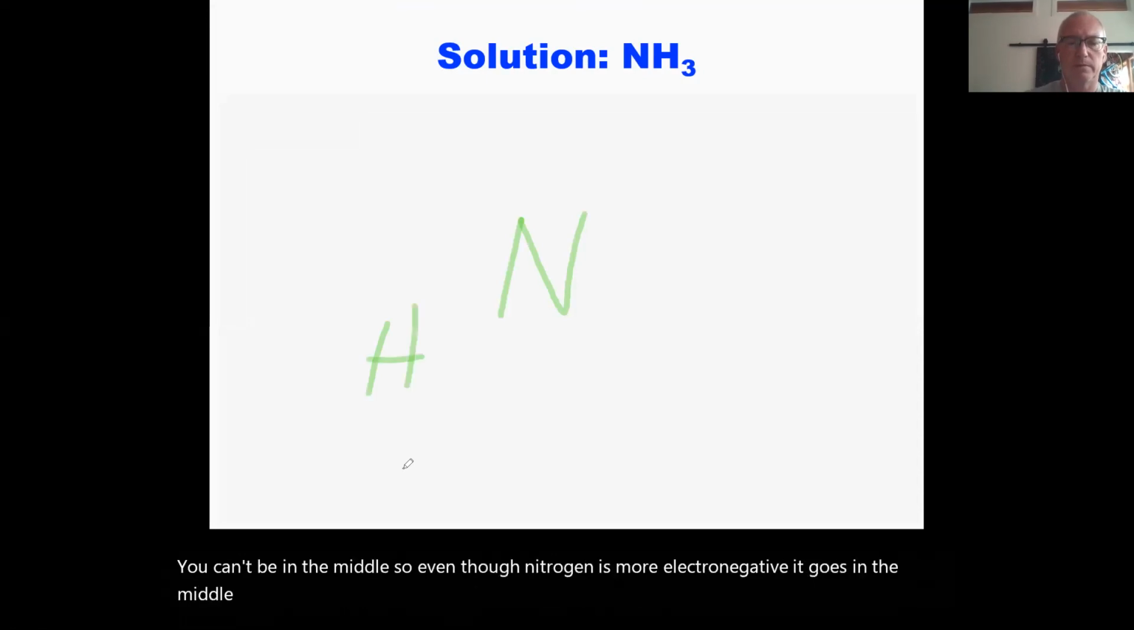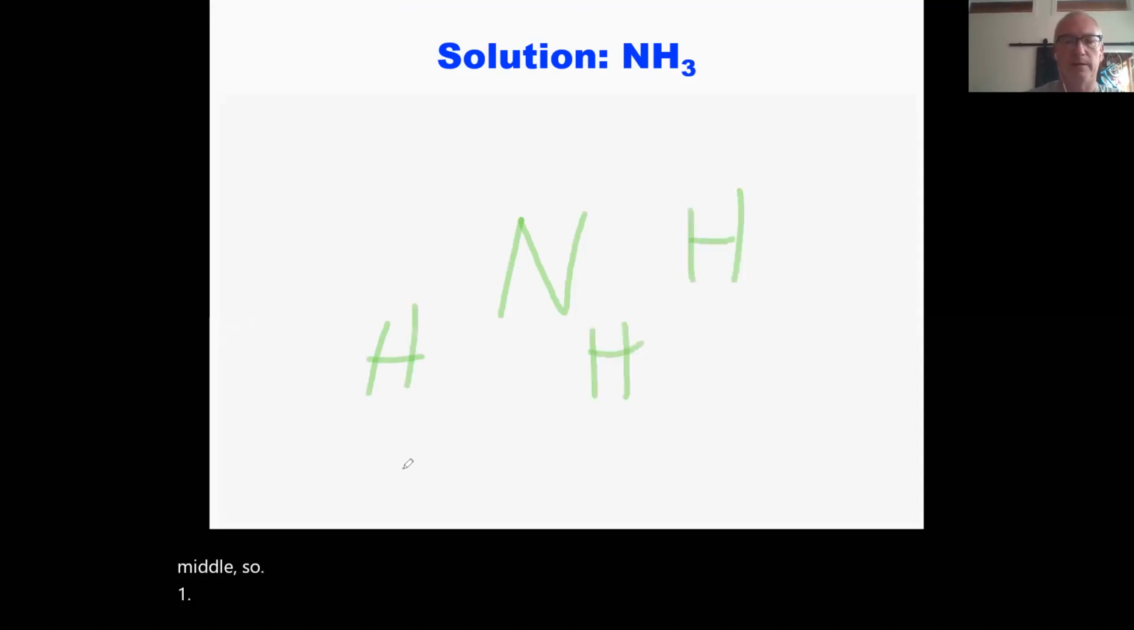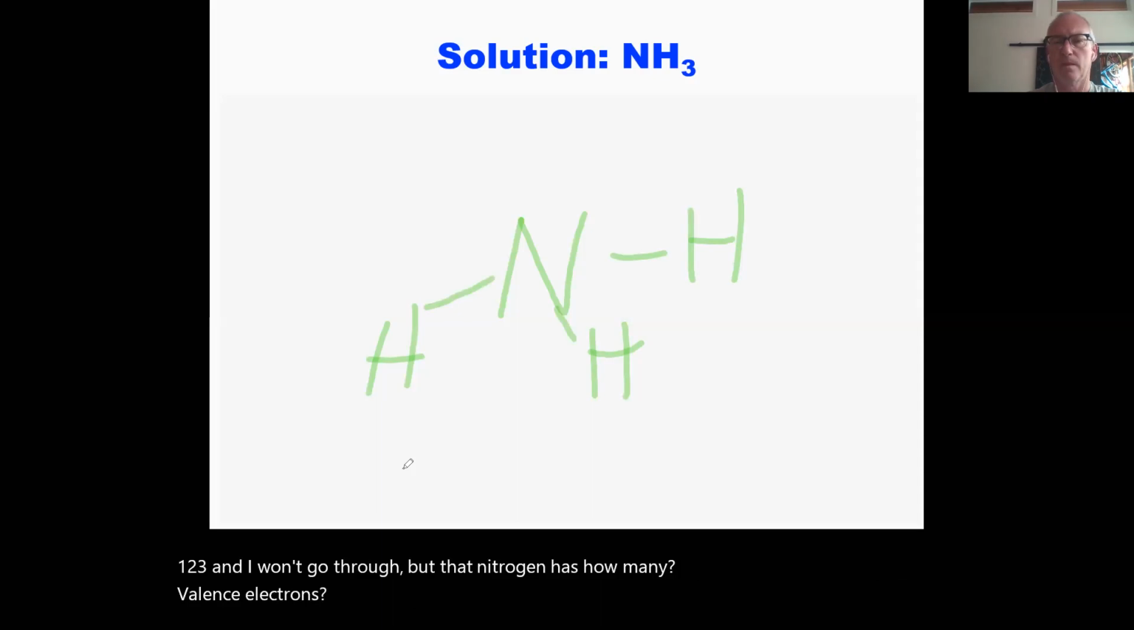So 1, 2, 3. And I won't go through it, but that nitrogen has how many valence electrons? What group is nitrogen in? Fifth group. Therefore, 5 electrons. So it's got 1, 2, 3, 4, 5. So my ammonia is going to look like that.